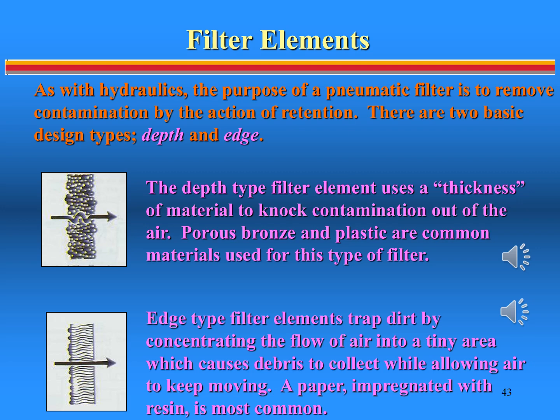Filters are used to remove particles, condensate, and oil. Coarse or particulate filters have a pore size of between 5 and 40 microns. The air flows past a centrifugal separator and then through the filter element. The filter elements are often a sintered material like polyethylene or bronze.